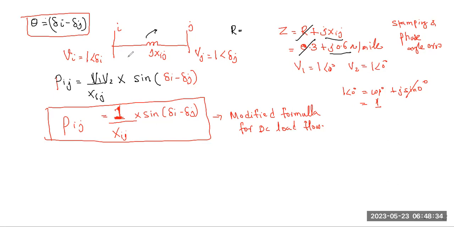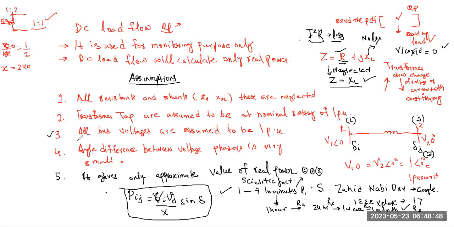So in this case, the reason D1 and D2 are one is not because of one angle delta I and one angle delta J. You see, we have taken an assumption: all bus voltages are assumed to be 1 per unit. Because of that, this is 1 at an angle of 0 degrees, and that is 1 at an angle of 0 degrees. This is an assumption for DC load flow. All bus voltages are assumed to be 1 per unit. These are the conditions for DC load flow. This is the technique, the conditions for DC load flow.